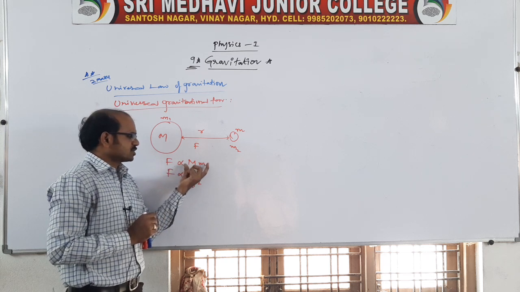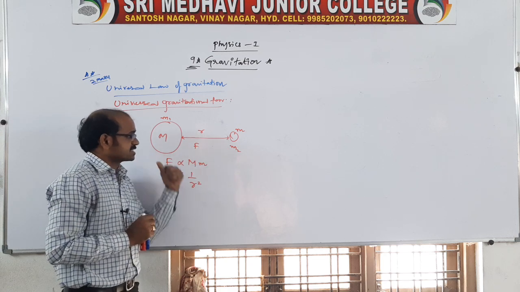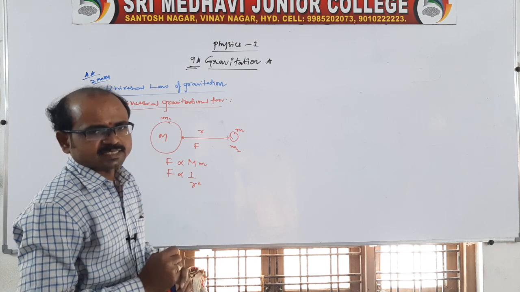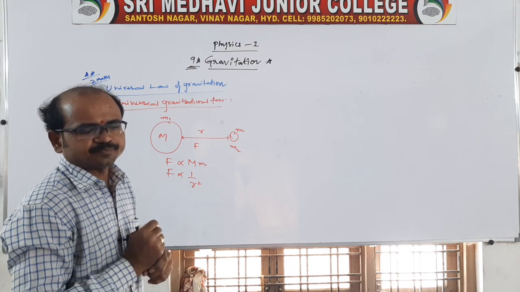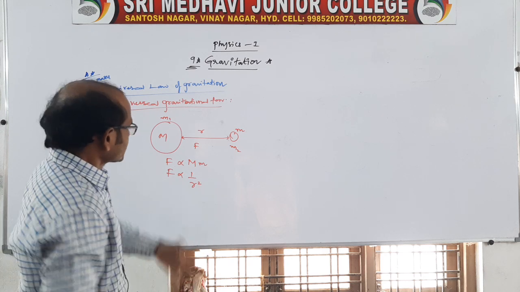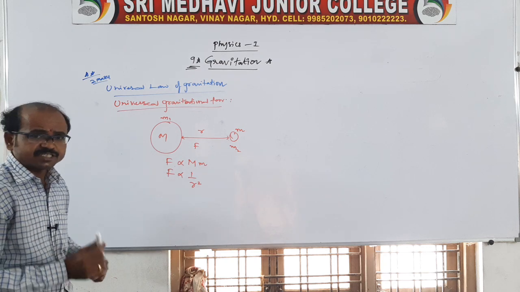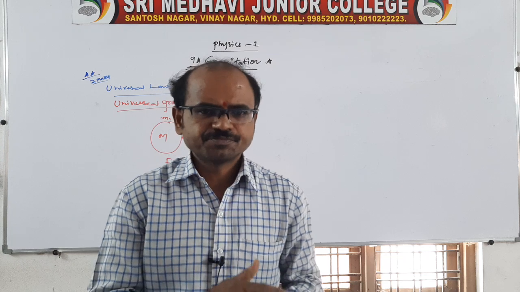Force is directly proportional to the product of two masses, and force is inversely proportional to the square of the distance between the two masses. And this force acts along the line joining the two particles. It's nothing but what we can call the law of gravitation. And you remember, this law of gravitation is conservative.